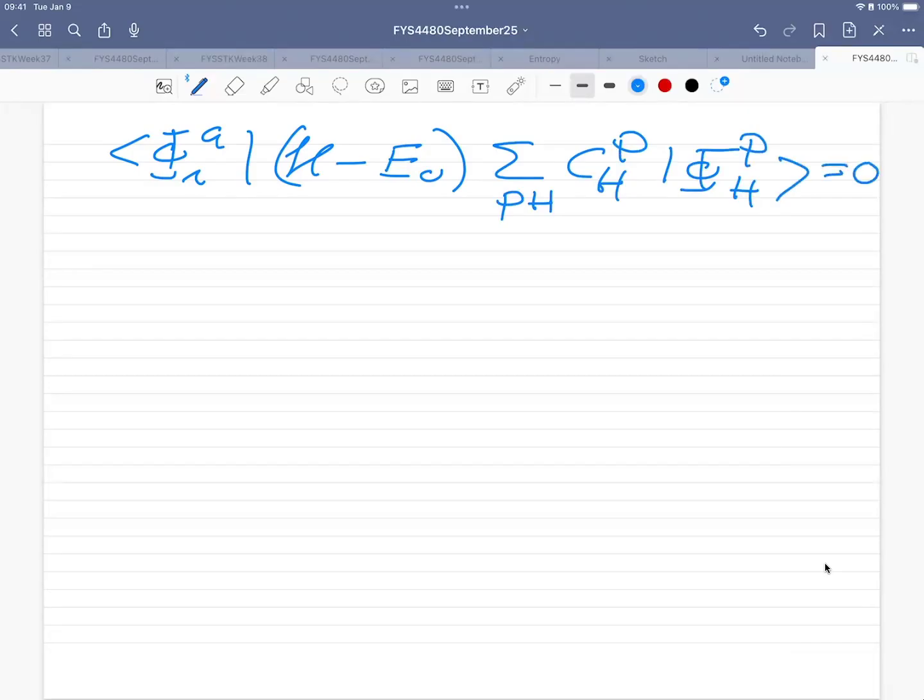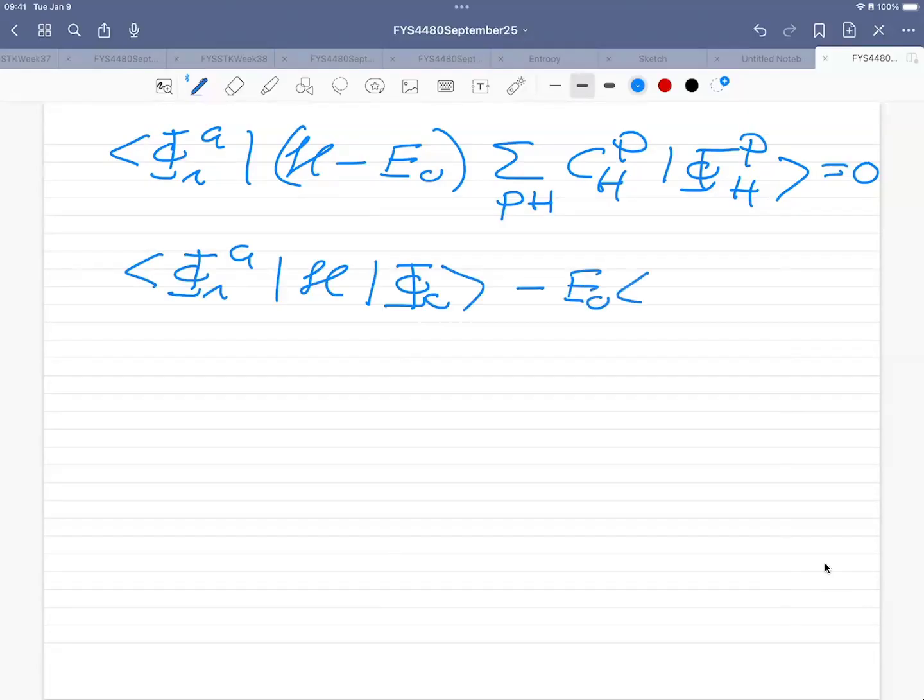Now we multiply with that, so we would have a phi of I, and then we have the Hamiltonian here, and the first term is phi 0. Then we get a minus E0, and phi of I, and then we have obviously phi 0. So this term has to be equal to 0, obviously.